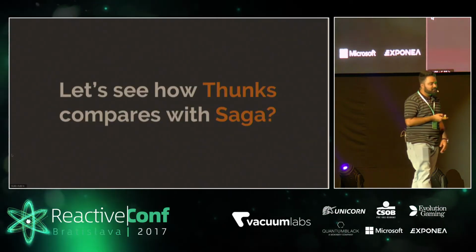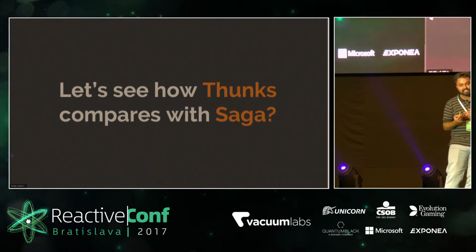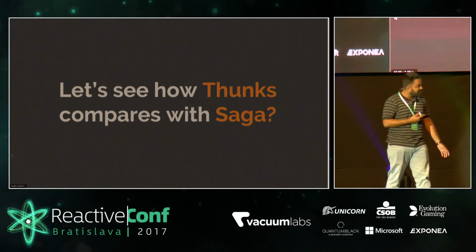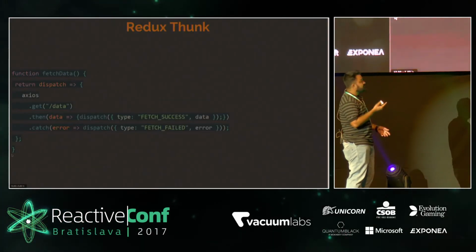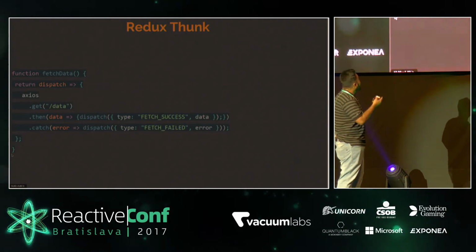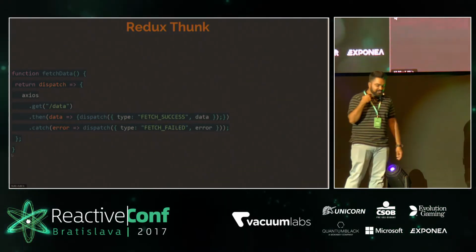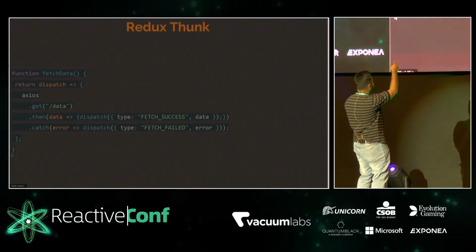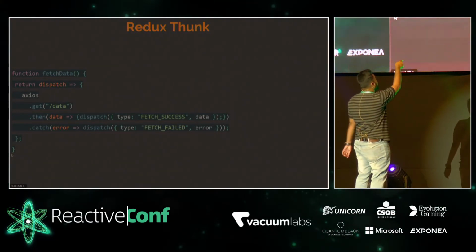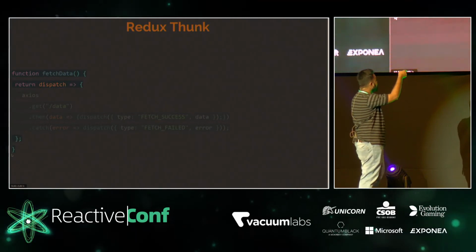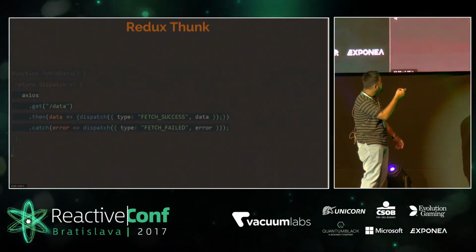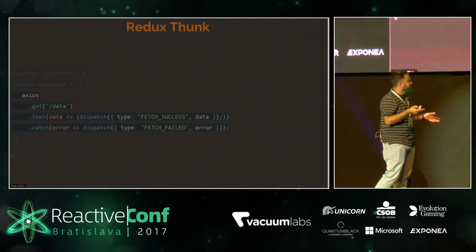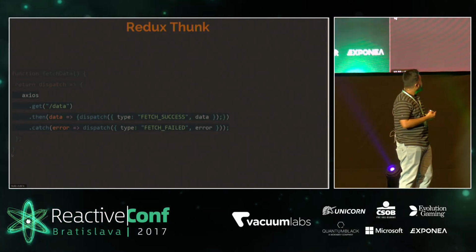So let's see how you would do something in thunk, and how you would do something in saga. This is just a simple fetch data call, and in Redux thunk, you return a function which dispatches an action. Here we are making a get call, and then writing then and catch, and dispatching the respective actions. Simple.